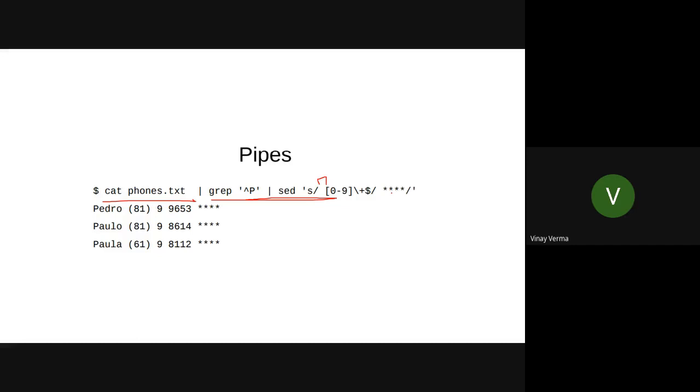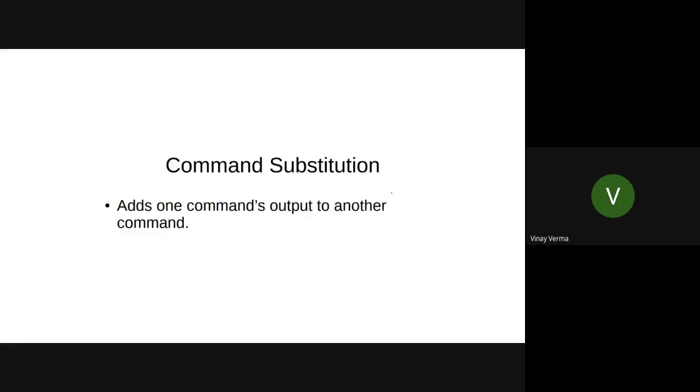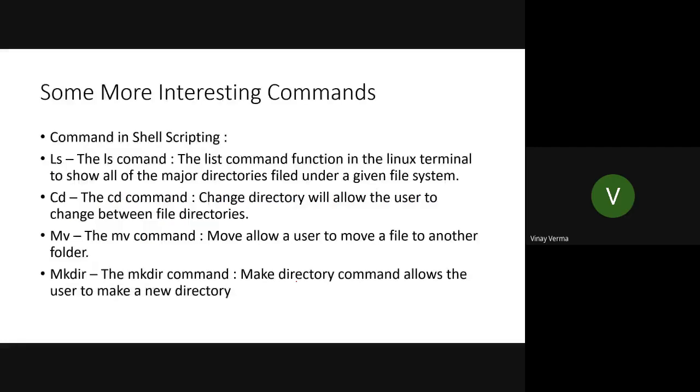Okay, so we have to practice a little more about these commands. So these are pipes, which are very useful in commands. Then now we have command substitution, which adds one command's output to another command. What it means is, one command is merged into another command. We will be learning it a little later.